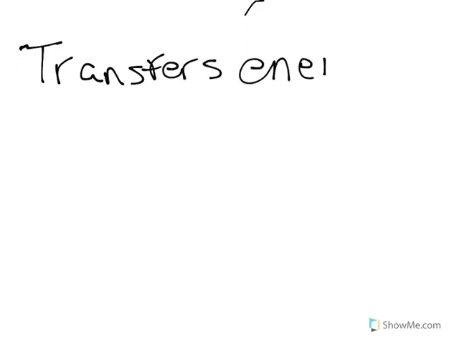This is a brief introduction to waves and how waves work. So we're going to start by discussing what waves are. A wave is something that transfers energy. That's the most basic definition of a wave: something that transfers energy from one place to another.